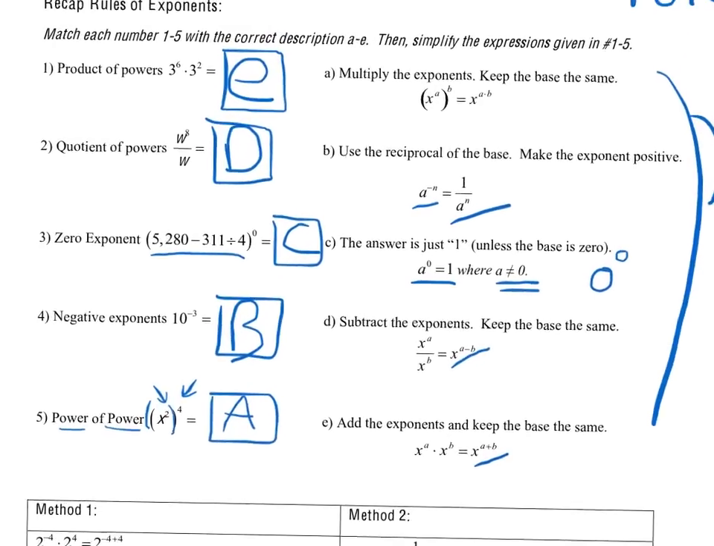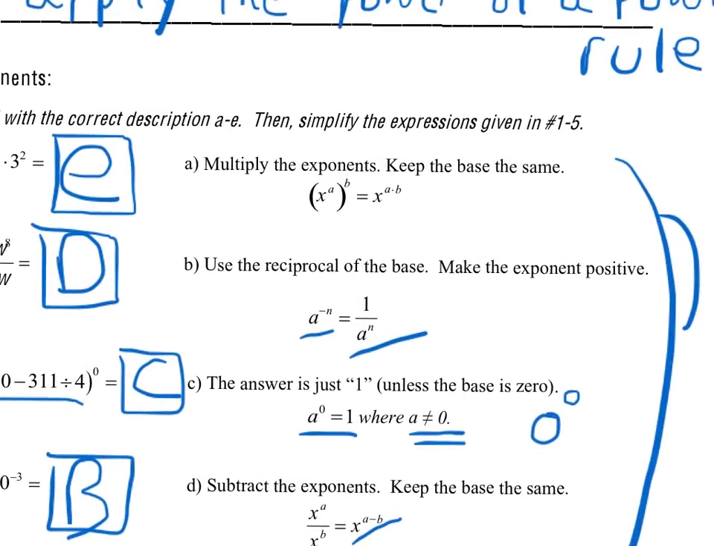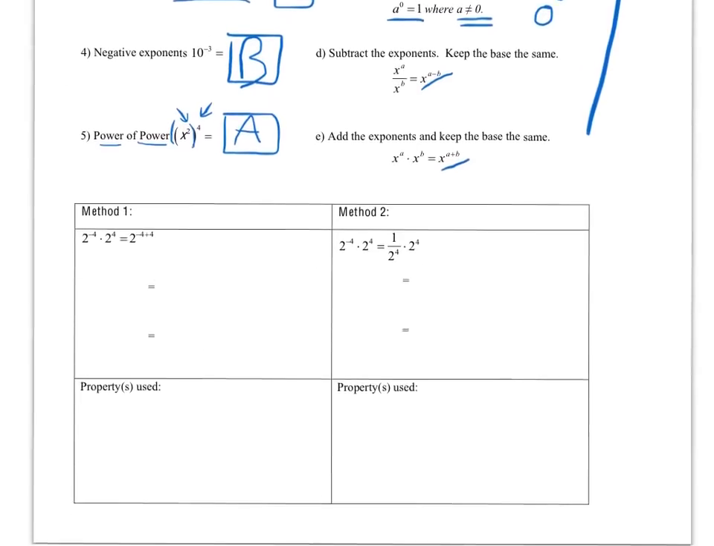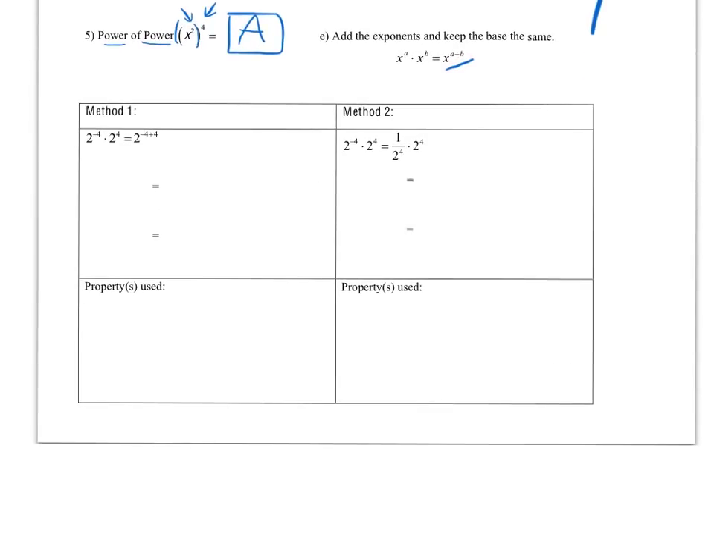Now, let's look at letter choice A. Okay, right here we see, and this is the key rule for today, that what we do with these powers, or the exponents, is that we multiply them, and we keep the same base. So this property right here illustrates what we're going to be doing today. Okay, so let's move on to these down below.